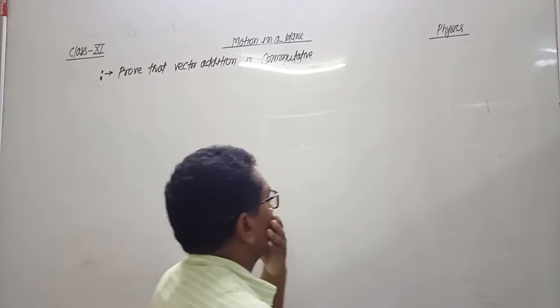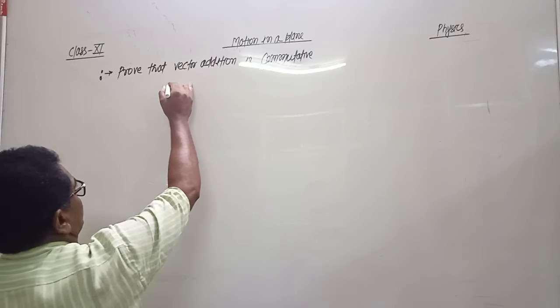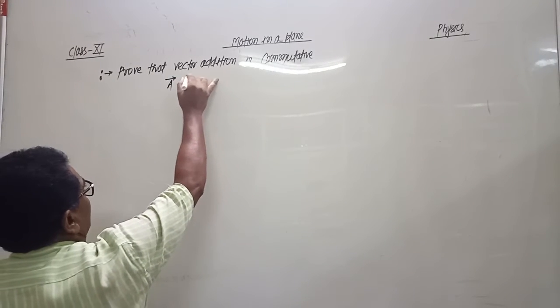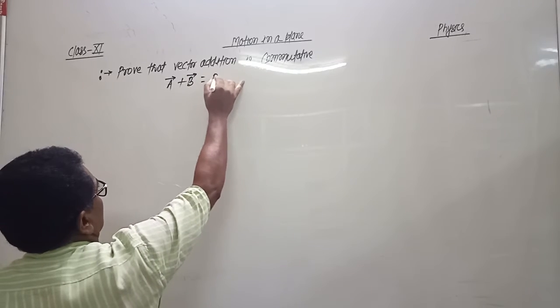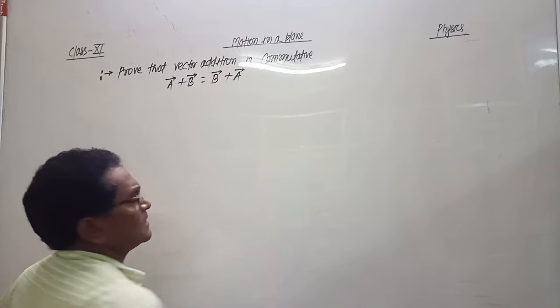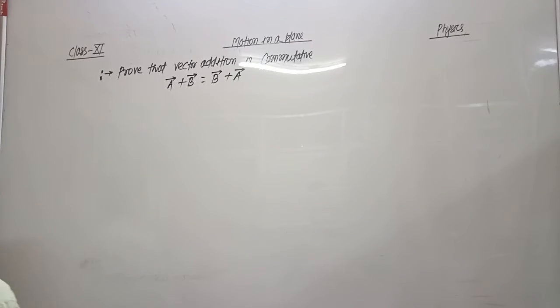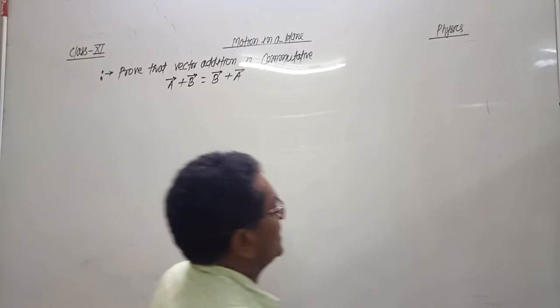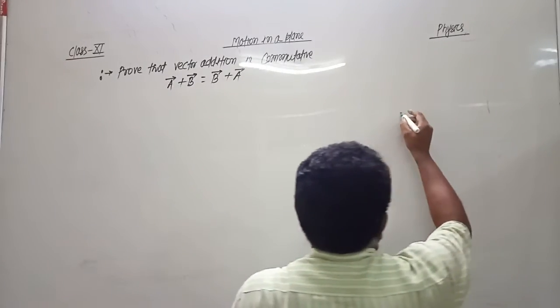Means, if there are two vectors A and B, then A plus B equals vector B plus A. This is the commutative law. If there are two vectors A and B, then A plus B must be equal to B plus A.